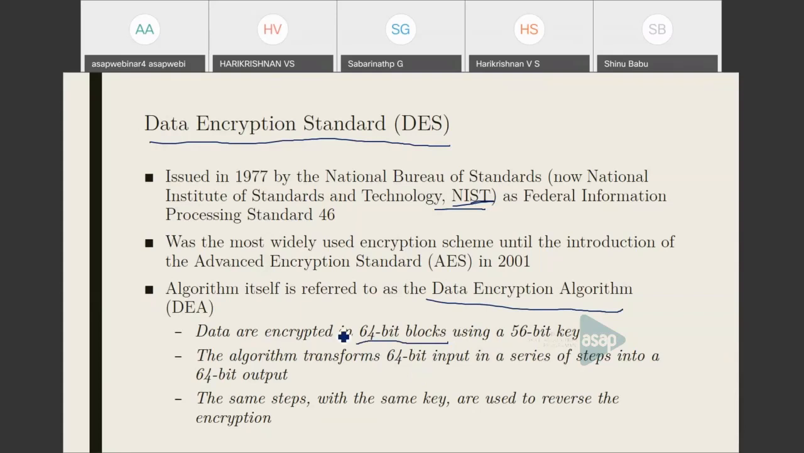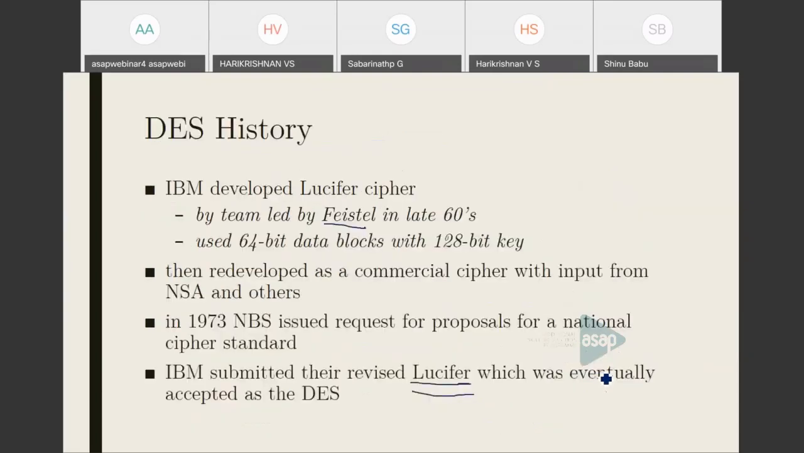Okay, now this is a point to ponder. Normally we say that the key size and block size should be the same. But look at this guy, he used a 64-bit block and a 56-bit key. So there is some addition to happen over there. And then the algorithm is a series of steps. As with Feistel, there are many round functions, it can be reversed, blah blah blah, all those things are over there.